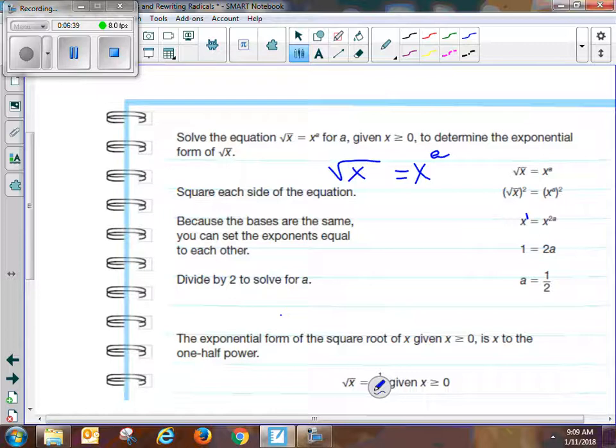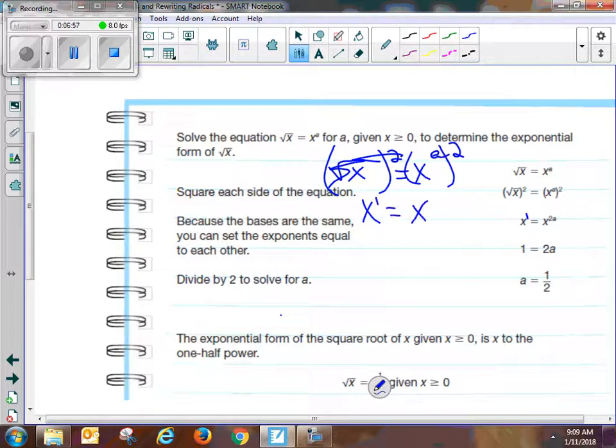How do you get rid of a square root? Square it. So we're going to square both sides. Okay, so square root and square cancel. Do you agree? X to what power? What's taken for granted there? How about a 1? Yes?